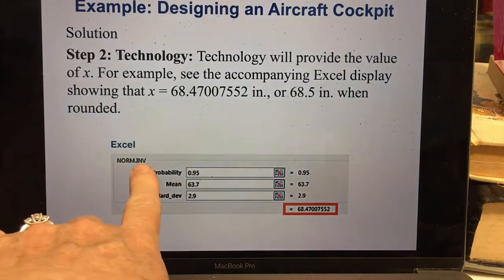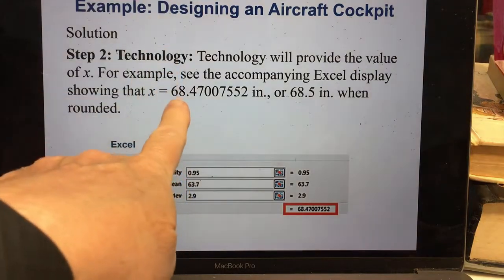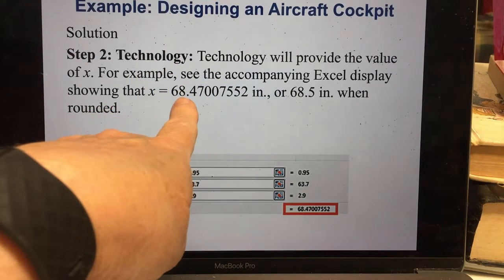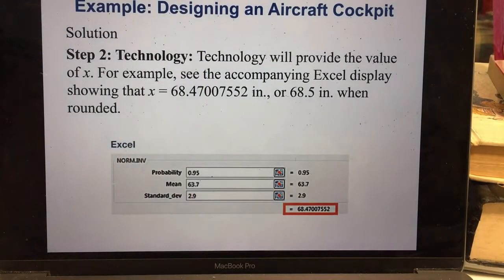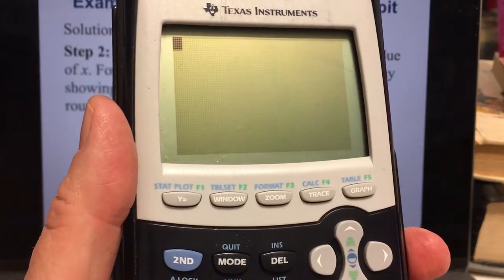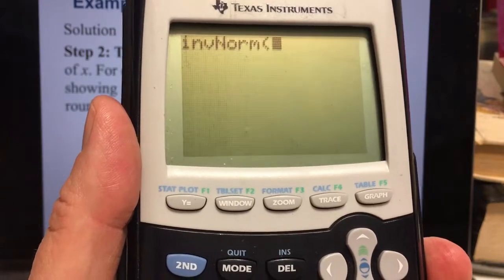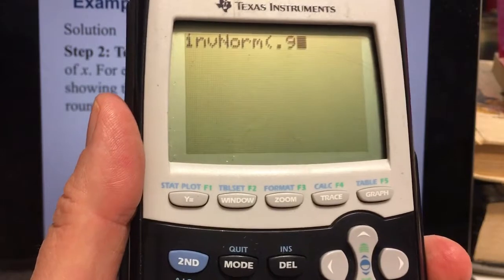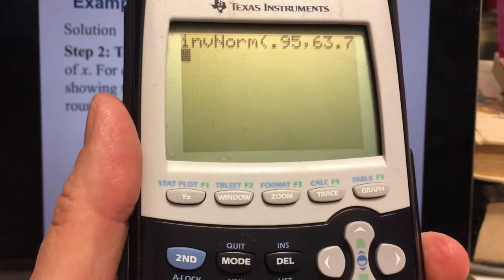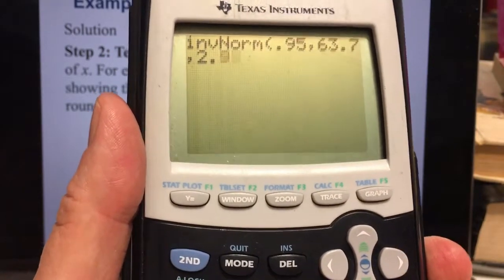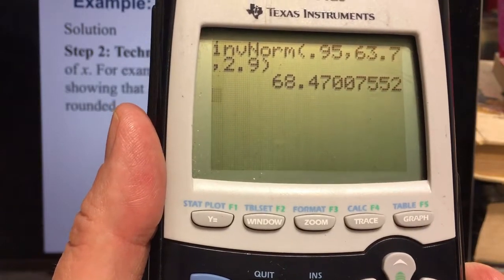They're using here an inverse normal to go back to the x value. So technology will provide the value of x. So since we have the x value here, we're going to get the x when we put in the probability that we want. So let's go do the same thing using our inverse normal. Okay, so we wanted to do our 0.95, so we're going to go second distribution. We're going to go down to inverse normal because we're trying to get out our x. Okay, so we're going to put in our 0.95, which was what the parameters were. We're going to put in our mean, which is 63.7, and our standard deviation, which is 2.9. And we're going to enter, and we're going to get the 68.47 that we just got using the other method.